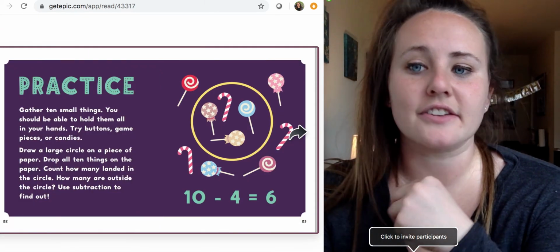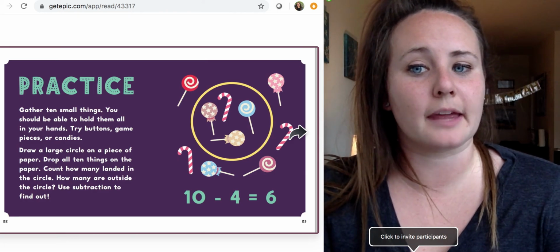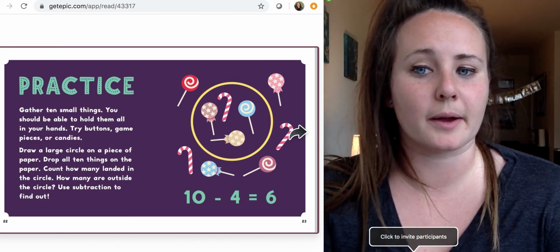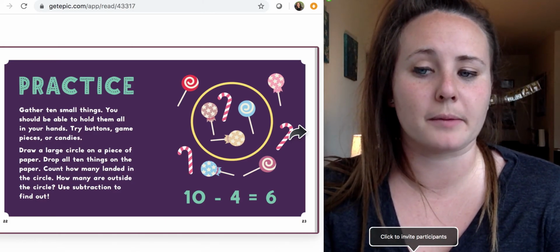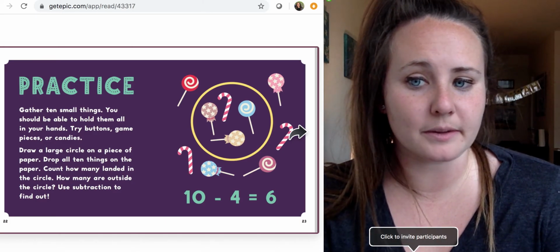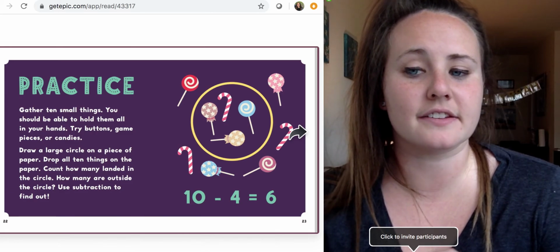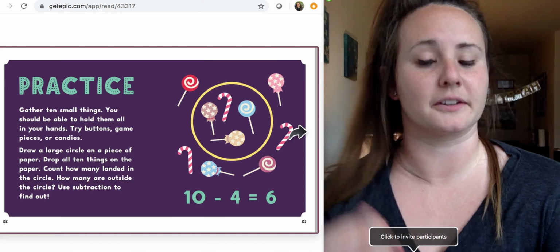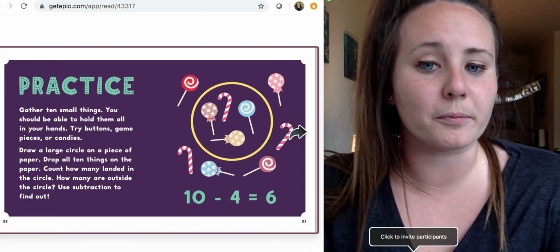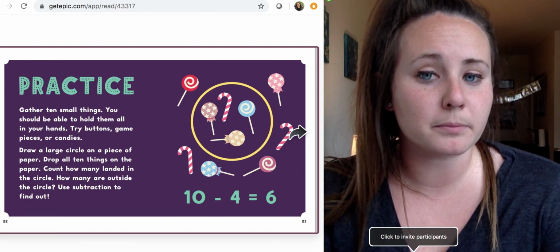Practice. Gather 10 small things. You should be able to hold them all in your hands. Try buttons, game pieces, or candies. Draw a circle on a piece of paper. Drop all 10 things on the paper. Count how many land in the circle. How many are outside the circle? Use subtraction to find out. So go ahead and try this at home. Maybe even make a word problem out of it.